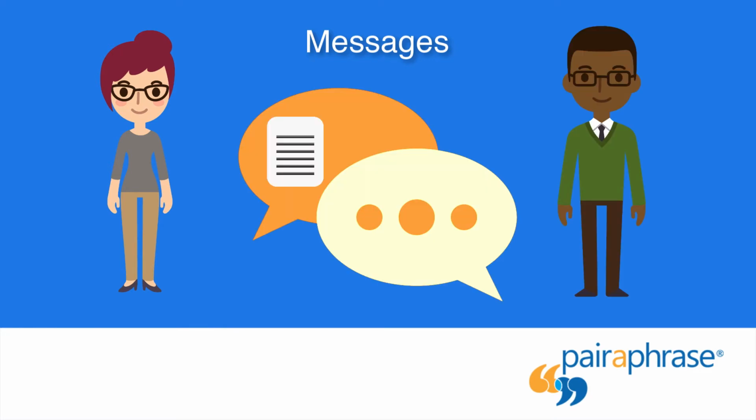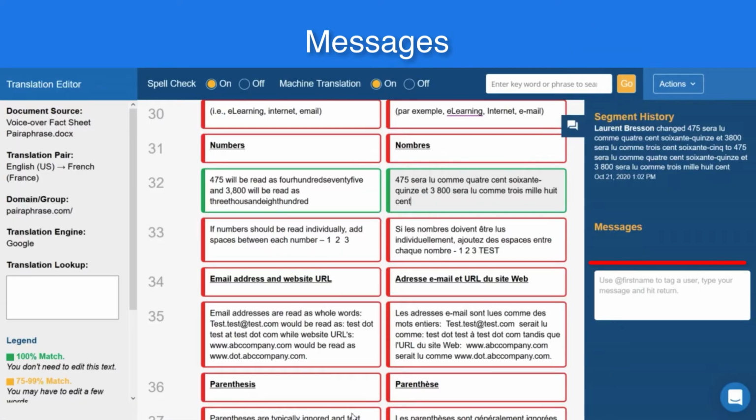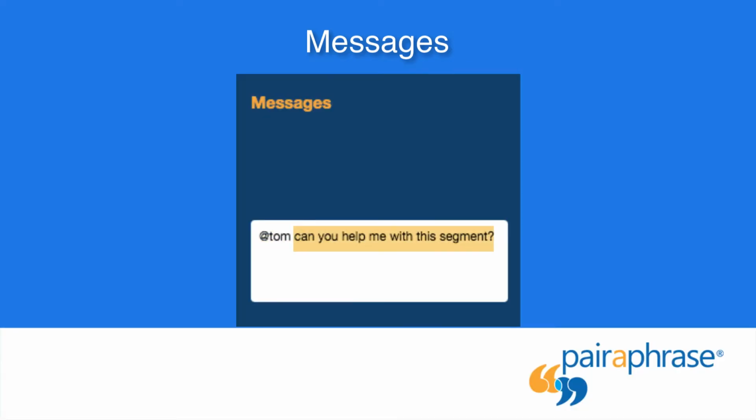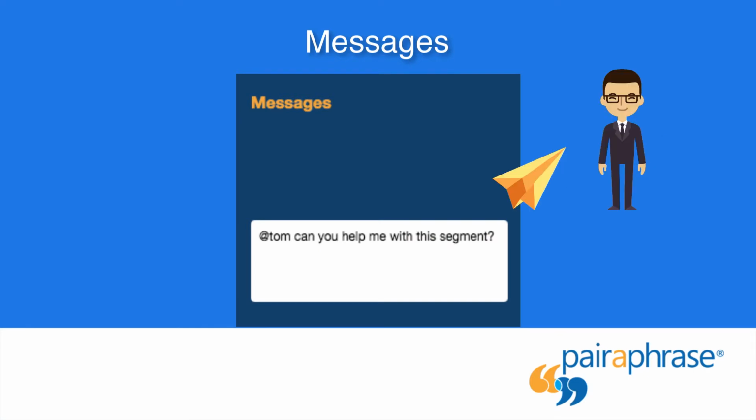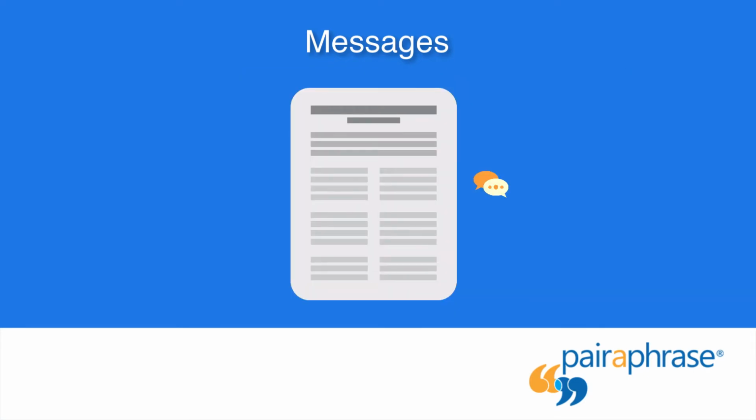When you need to correspond quickly with a colleague regarding the file text, use the Messages feature. Just click into the message box, tag a colleague, and include your question or comment. Then hit Return on your keyboard. Your colleague will receive an email notification. This feature helps you give context to your message and keeps all correspondence with the content.